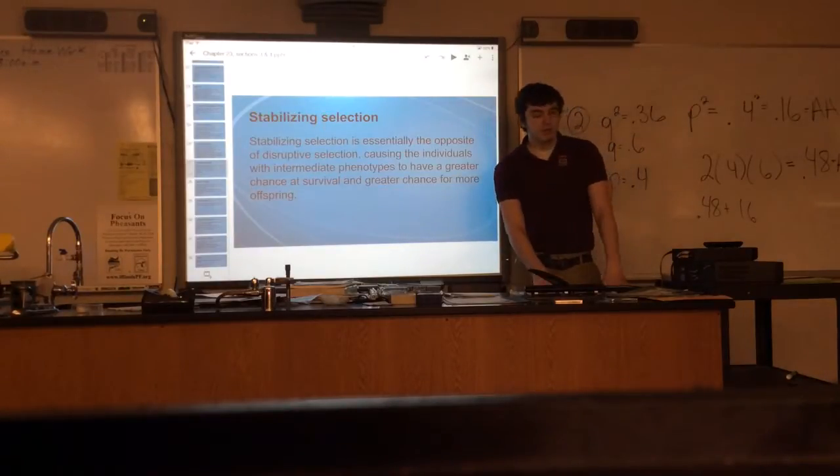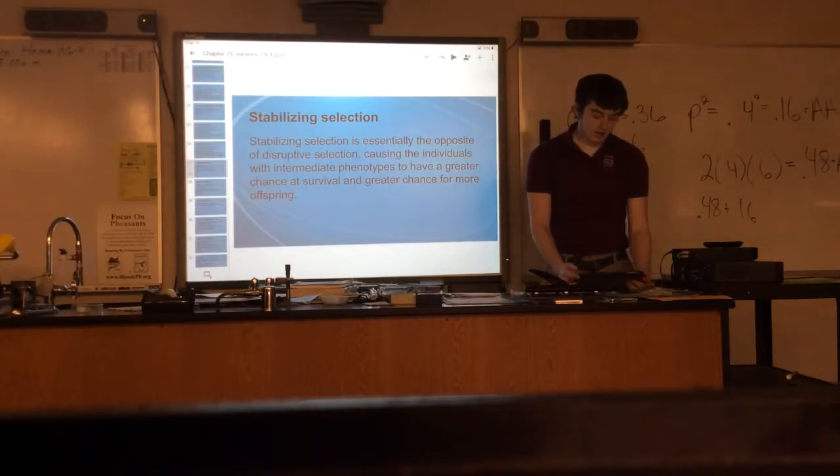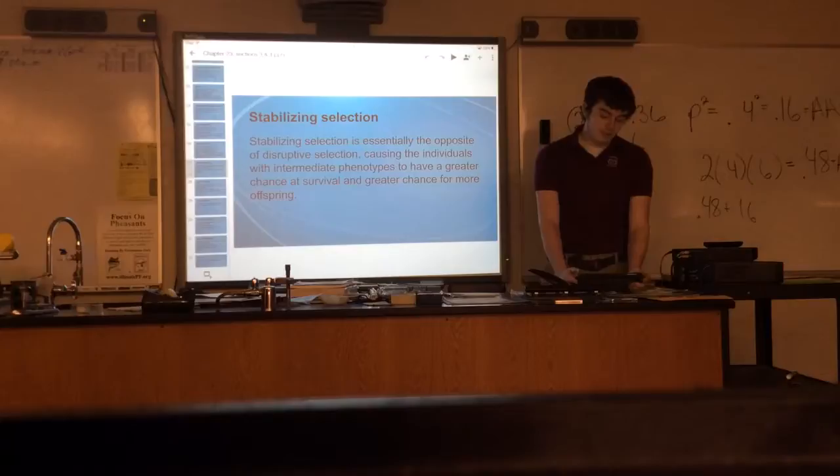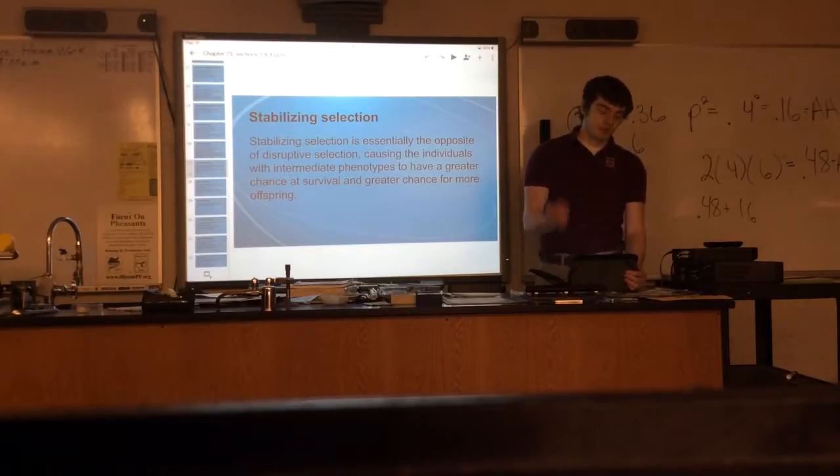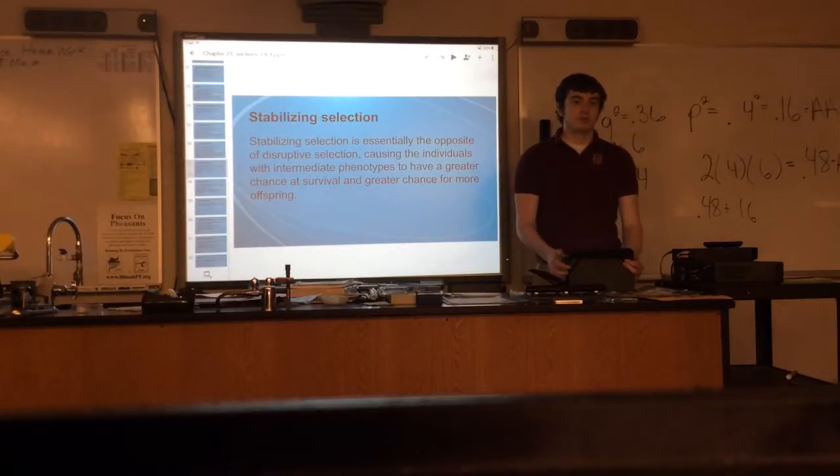And the third type is stabilizing selection. It causes individuals with intermediate phenotypes to have a greater chance of survival and a greater chance of having more offspring. So it's only the intermediate stages of the allele that are chosen to be fit to survive.